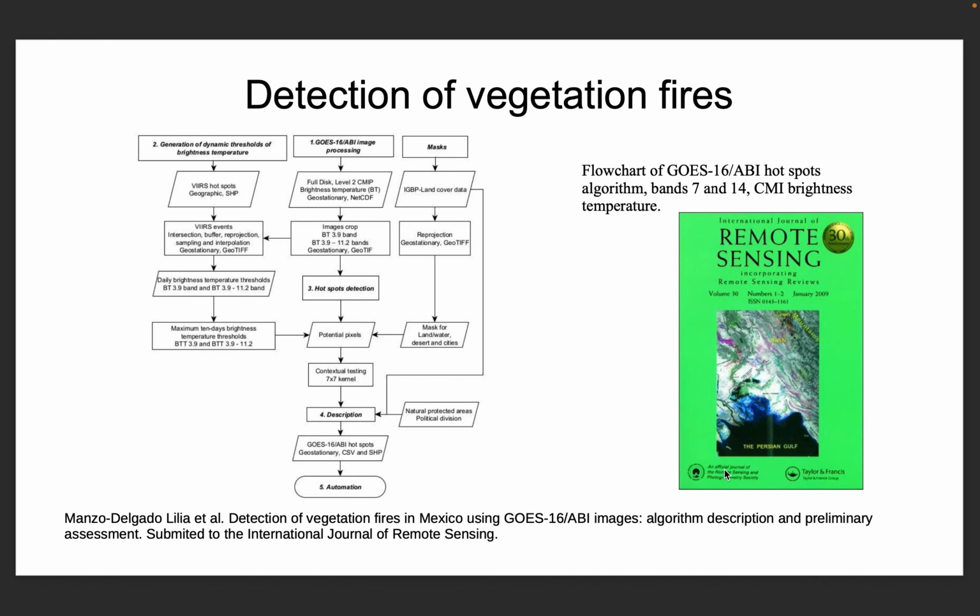One of the first applications is detection of fires, wildfires, vegetation fires. This is from a paper submitted to the Remote Sensing Journal. This is just a description of the algorithm. When we get bands from GOES ABI, combined with other satellites, VIIRS and that, we can identify potential pixels of hotspots.